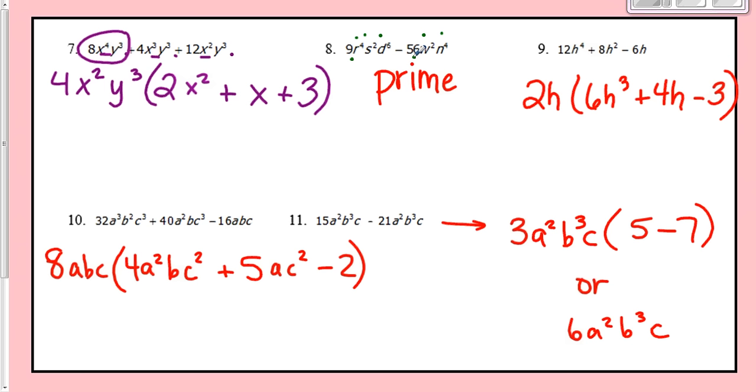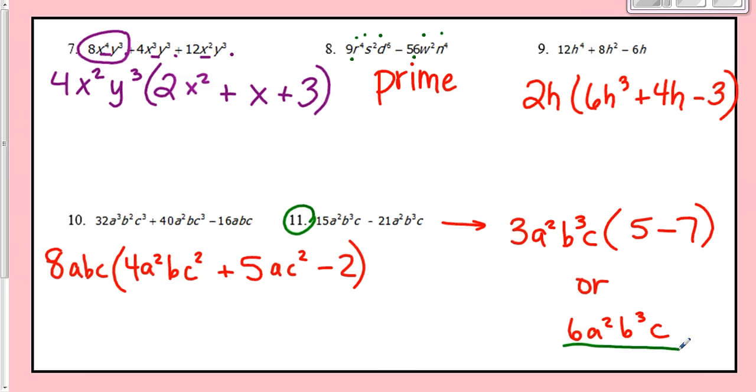One thing I'd like to point out is number 11 was kind of funky. On number 11, when you factor out the greatest common factor, which would be 3a squared b cubed c, you're left with 5 minus 7 in parentheses. Well, if we PEMDAS that, what is 5 minus 7? Well, it's negative 2. Well, what is negative 2 times 3a squared b cubed c? It's negative 6a squared b cubed c.